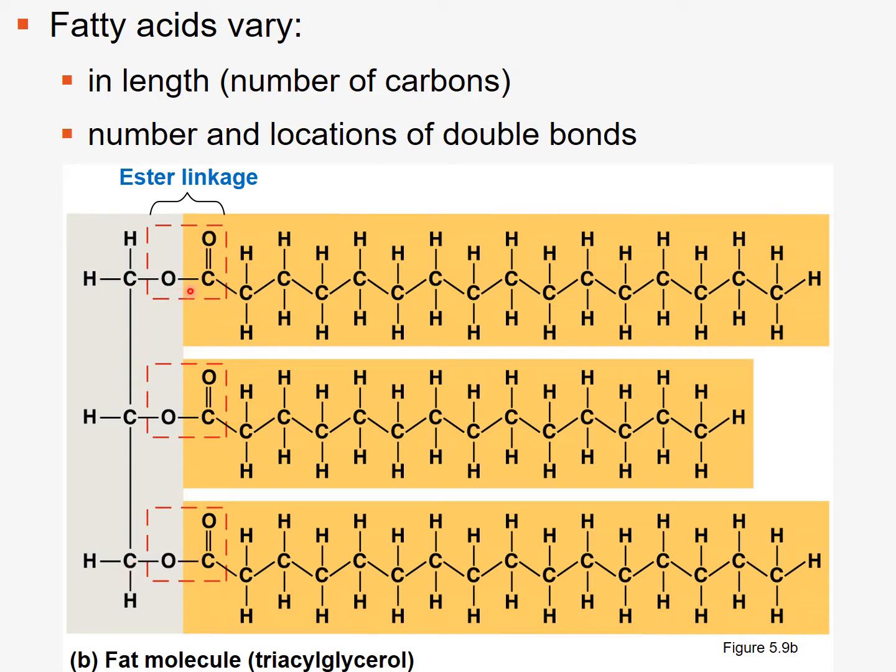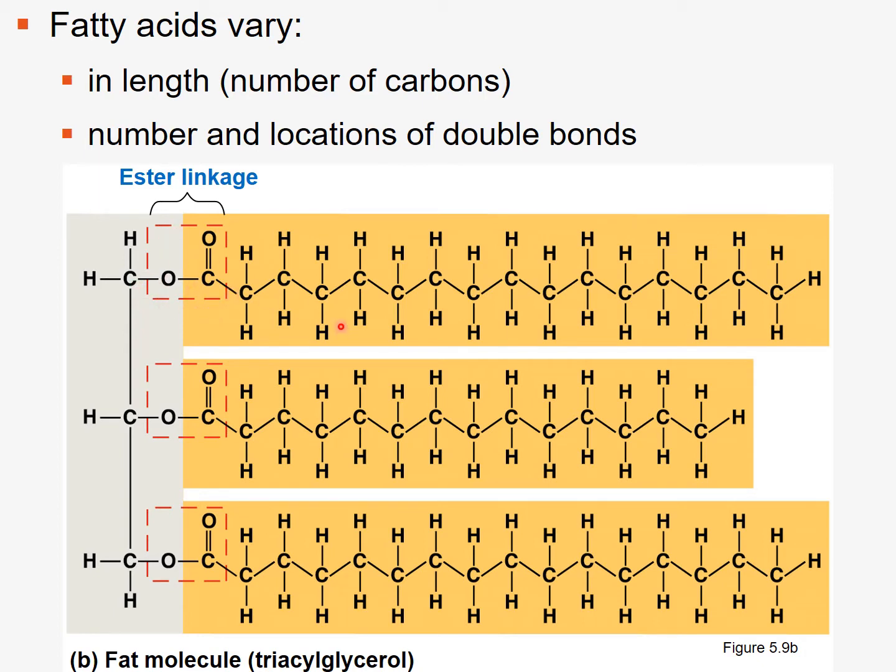And again, they're attached by an ester linkage. So this is an ester bond. An ester bond is formed between a hydroxyl and the hydroxyl group of a carboxylic acid. We can see part of that carboxylic acid here, and then the oxygen that joins the 2 carbons. This is an ester linkage. So this is characteristic of fats.